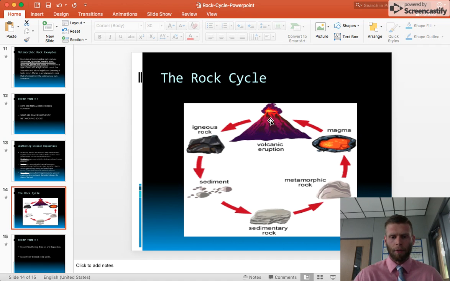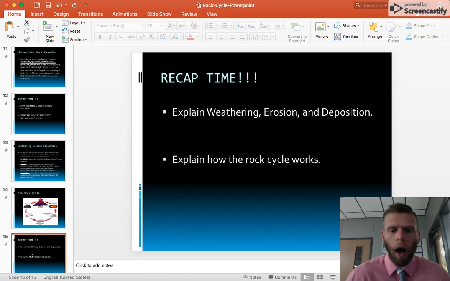So you have a volcanic eruption, which then forms a big, beautiful igneous rock. That igneous rock goes through some weathering, gets broken down into sediment. That sediment gets eroded, deposited, compacted, cemented into a sedimentary rock. That sedimentary rock then goes under immense amounts of heat and pressure, turns into a metamorphic rock. That metamorphic rock then gets pushed back down into the earth, going into magma, and then that magma goes out of a volcano. So that's the beautiful circle of life for rocks, because they're not living, but all right, recap time.